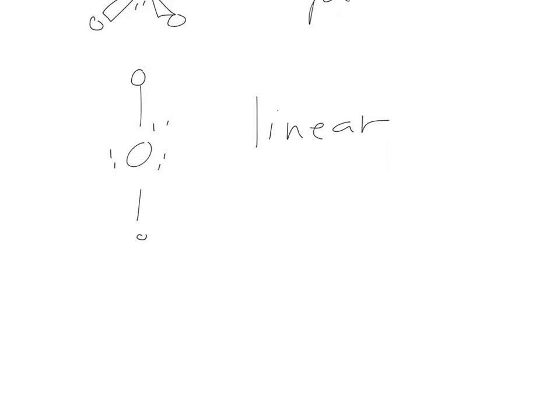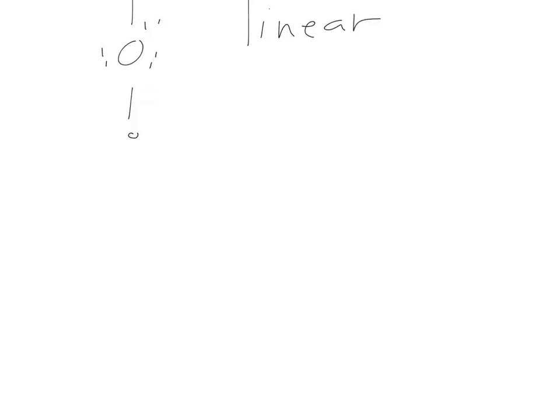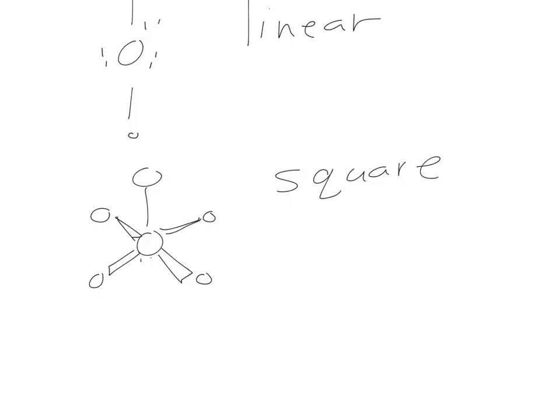Okay, got some more fun ones. Here's one. It's got the wedges coming out, and then a lone pair on the bottom. That would be a square pyramid, or square pyramidal, because it has a square base instead of a triangle base. So this is a square pyramidal.